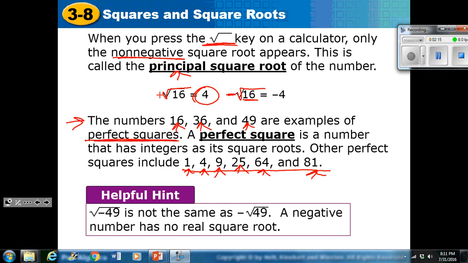A little helpful hint here, the square root of negative 49 is not the same as negative, or the opposite of the square root of 49. A negative number has no real square root. So if you have something negative under the radical, this is called the radical, if you have something under the radical that simplifies to a negative number, there is no answer, there is no square root to that. When you get into higher math classes, you'll learn about how to deal with that.